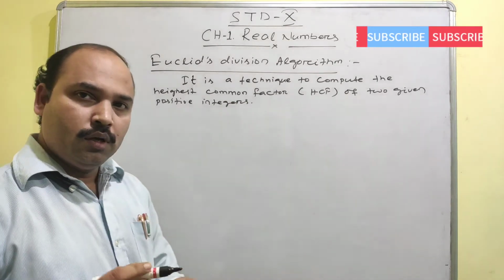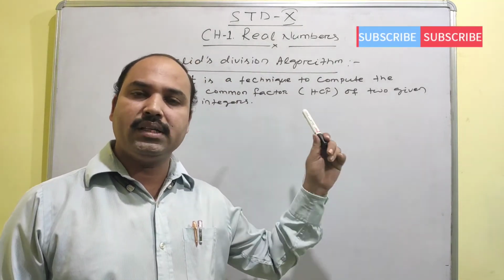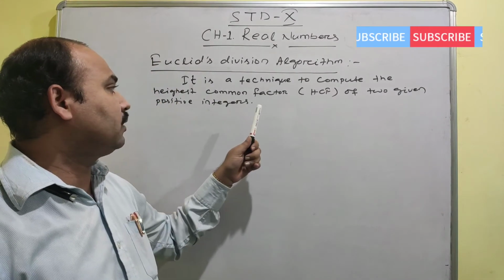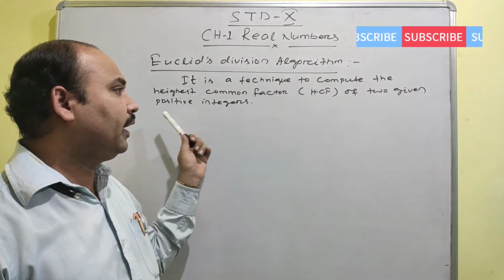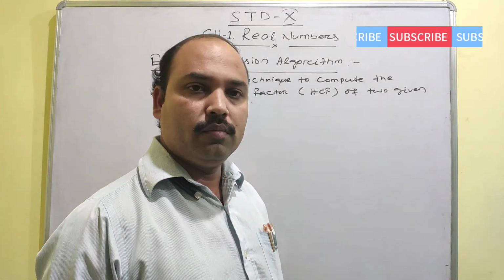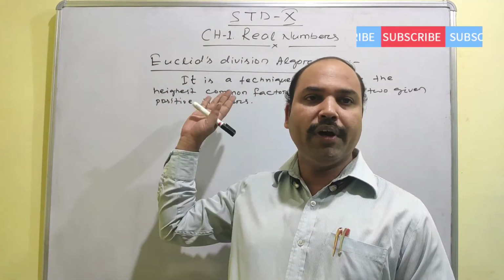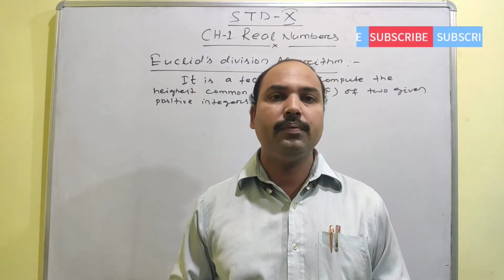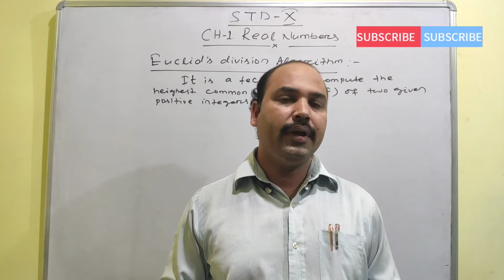Okay, what is written here? It is a technique to compute the highest common factor of any two given positive integers. Clear? It means in Euclid's division algorithm we have to find the HCF of the positive integers.